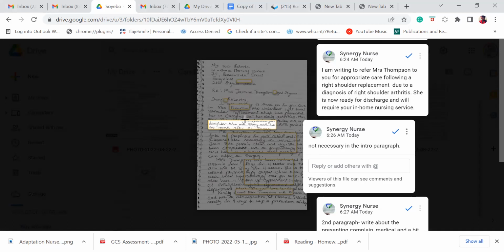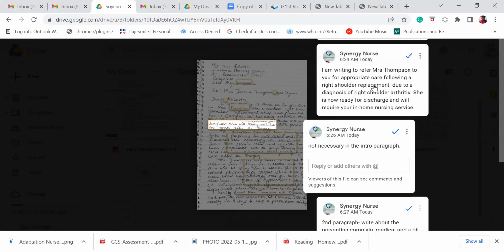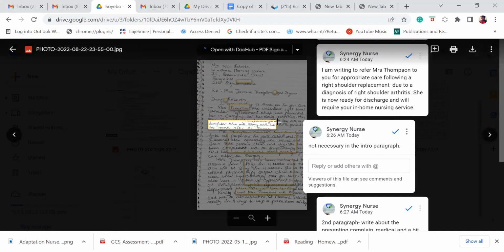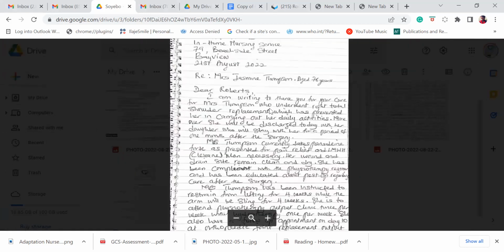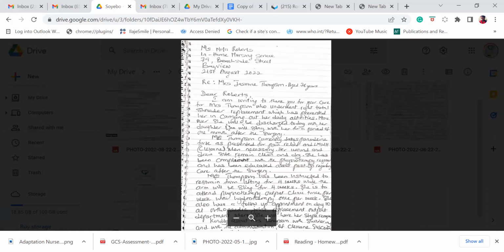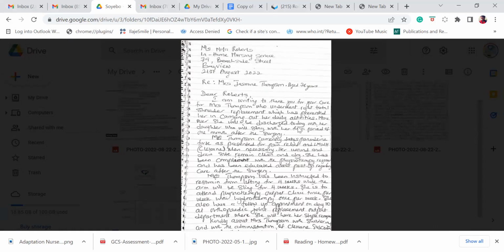Now, I want to talk about this intro paragraph. I say that this intro paragraph is not complete. There are three elements that should be in the intro paragraph: who is this patient, what's the presenting situation of the patient, and the third thing is what is the purpose of the letter. So I can see here that, from what this candidate wrote, I'm writing to thank you for your care. So who underwent the replacement which has prevented her in carrying out her daily activities. Moreover, she will be discharged today with her daughter. So this does not represent an introduction.